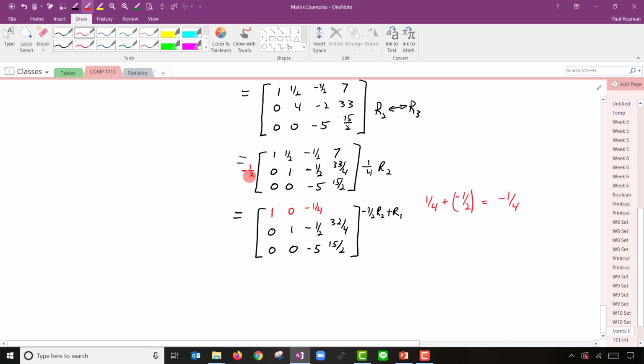And now the hard one, maybe. Negative a half times 33 over 4, and then we have to add 7, which is negative 33 eighths plus 56 eighths, which ends up being 23 over 8.